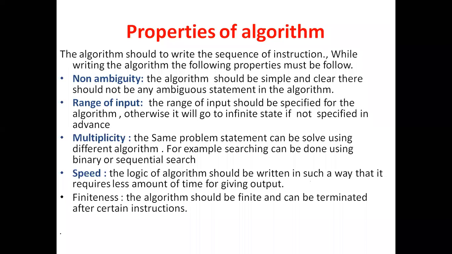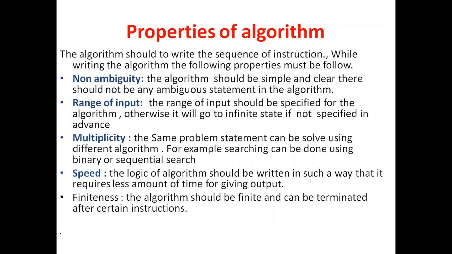First is non-ambiguity. Non-ambiguity means your algorithm is simple and clear. Everyone should understand your algorithm. It should not be ambiguous. Ambiguous means like one function inside another function, that function again inside another function, and a lot of chaos. This type of chaos should not be there. The algorithm should be simple, clear, neat and tidy. That property is called your non-ambiguity.